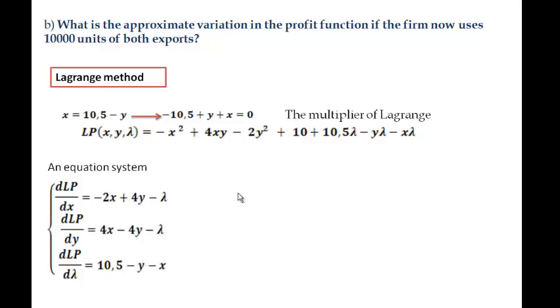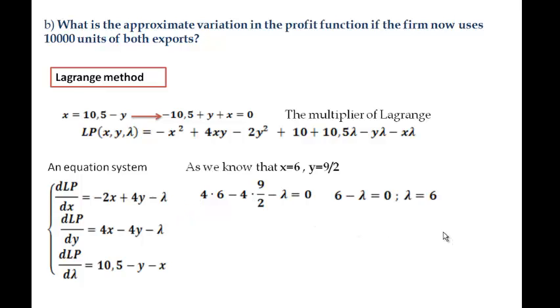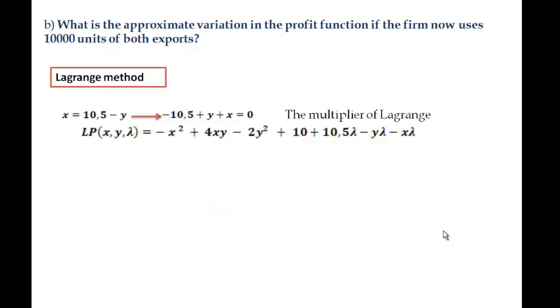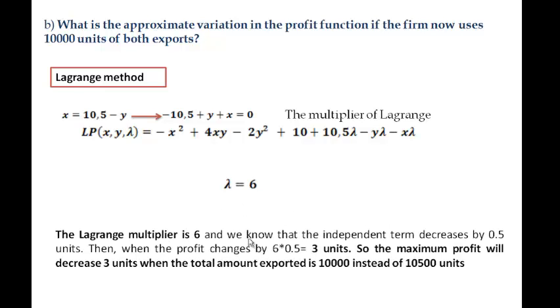But as we have the solutions from the other part, we just substitute the value of the variables in the equation and we obtain the value of the Lagrange multiplier. So, the value of the Lagrange multiplier is 6, and we know that the independent term decreases by 0.5 units.